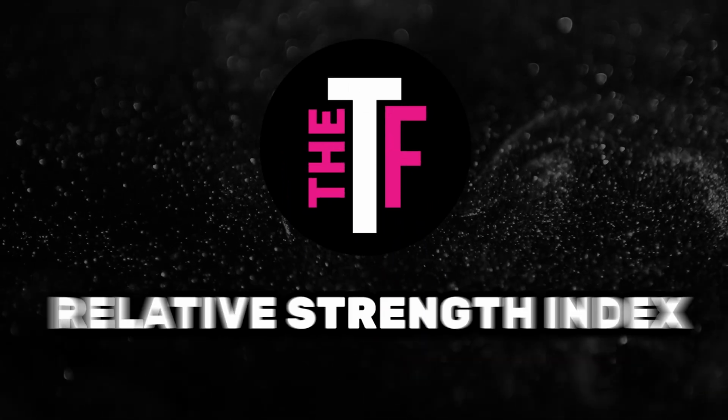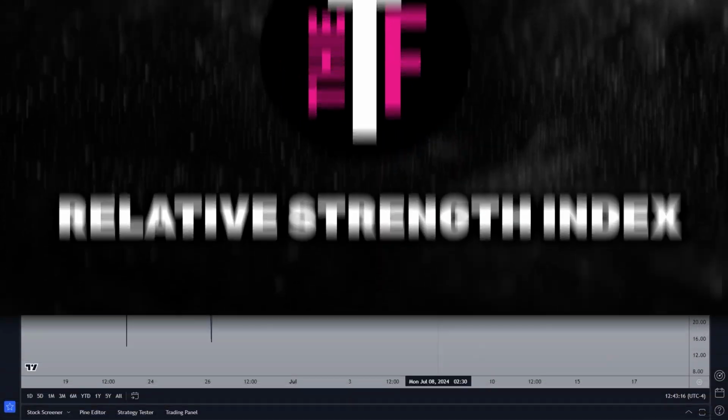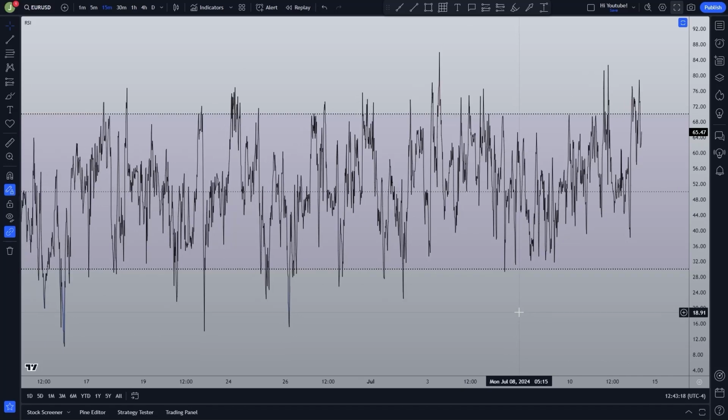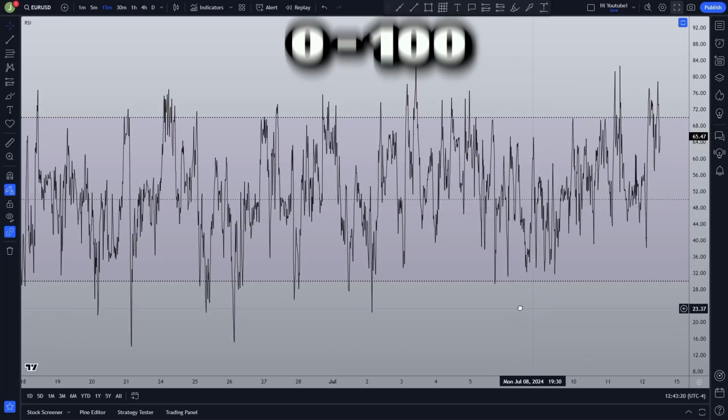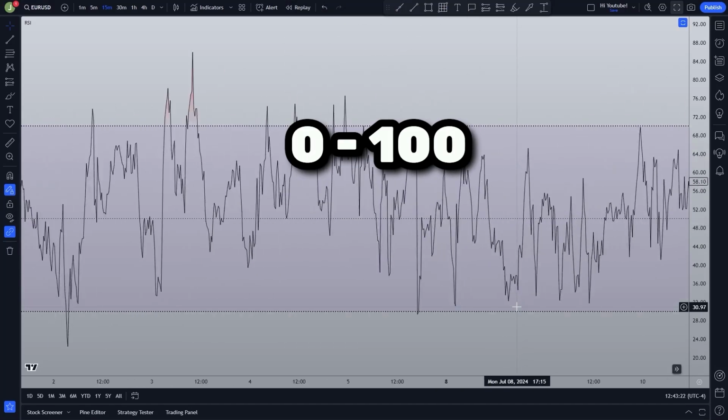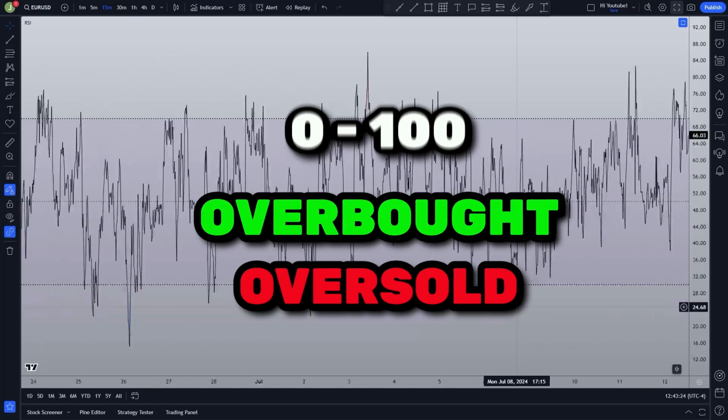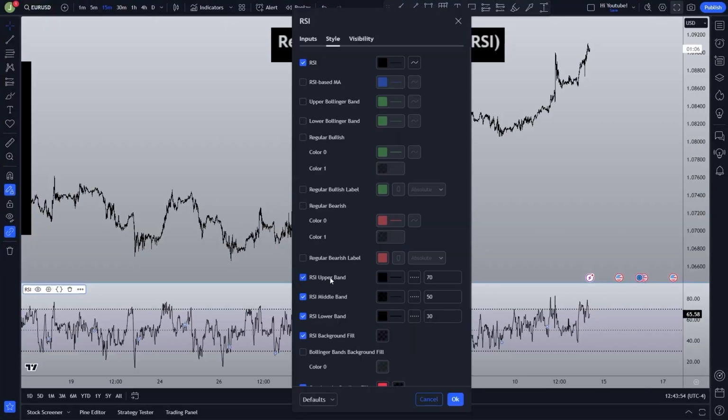Today, let's talk about the Relative Strength Index, or RSI. The RSI is a momentum oscillator that measures the speed and change of price movements. It oscillates between 0 and 100 and is typically used to identify overbought or oversold conditions in a market. According to its creator, an RSI above 70 is generally considered overbought, while an RSI below 30 is considered oversold.